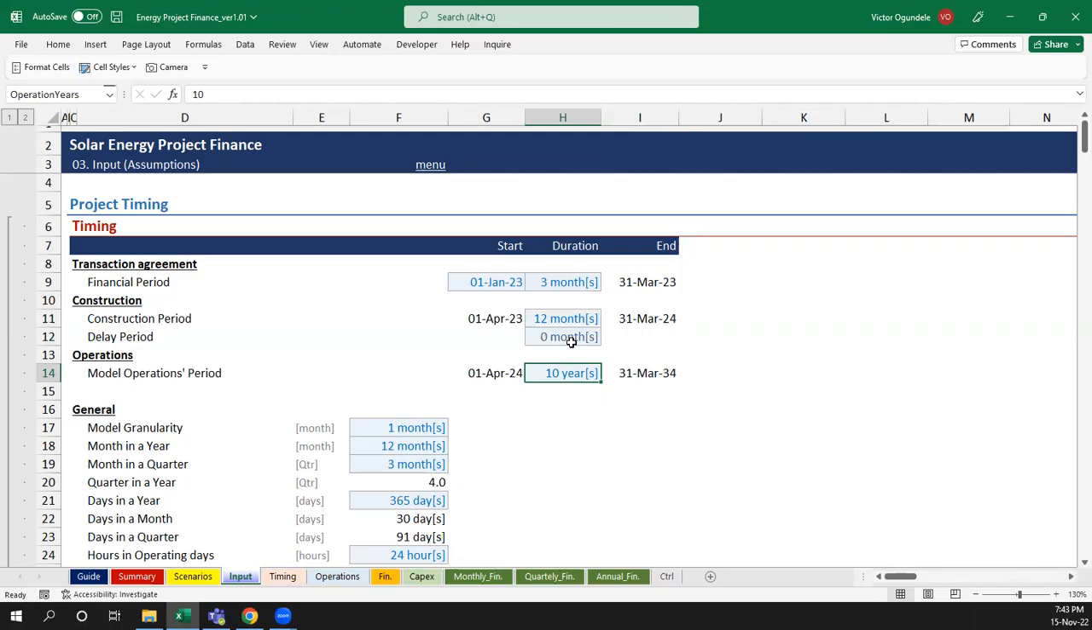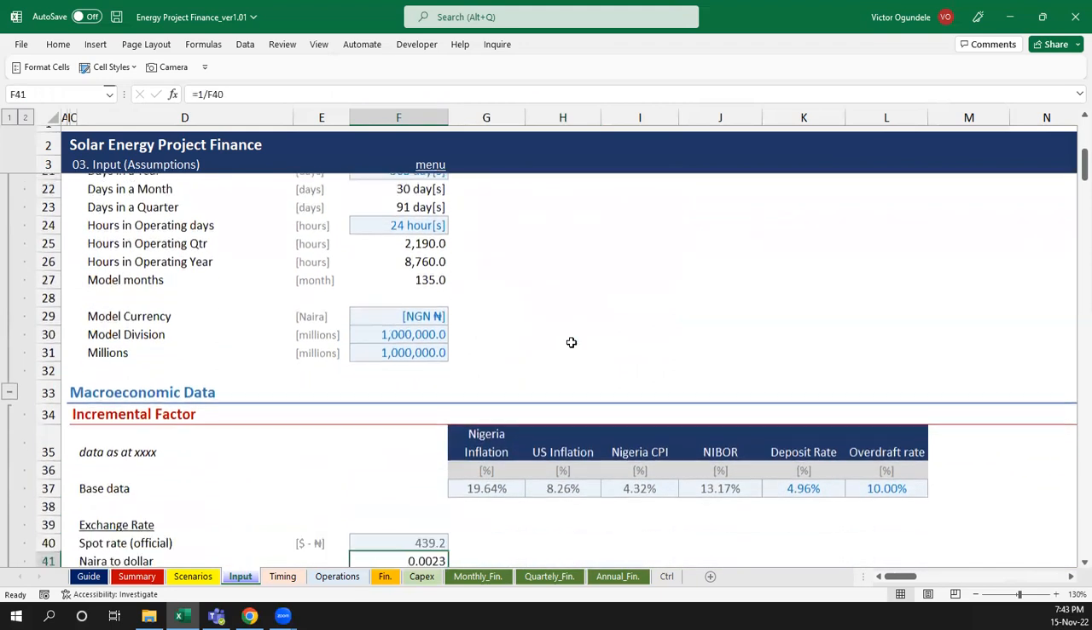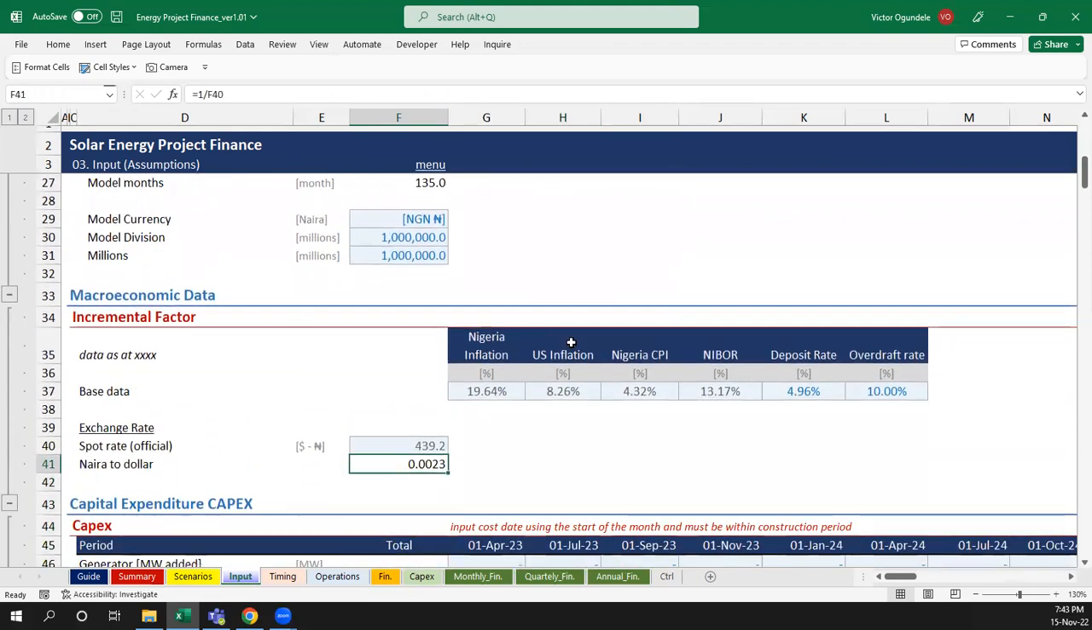So here we have the operation 10 years and other general assumptions here as needed in the model. So we consider effects of macroeconomic assumptions in determining the incremental factor. So here we have the Nigeria inflation rate, USA inflation rate, just to factor in what the effect will be on the exchange rates, which is the purchasing power parity, also considered in the model. Nigeria CPI to have increments in our pricing, NIBOR rates and deposit rates, and also our overdraft rates. So this is more like the spot rates that were used in the model.